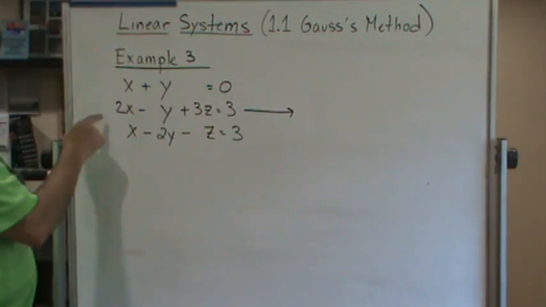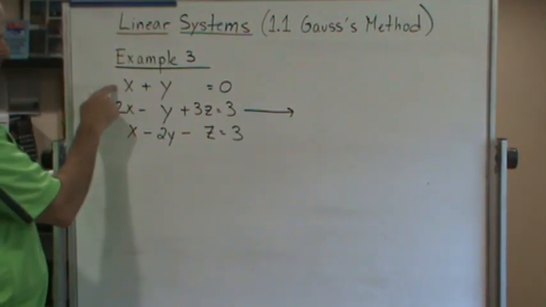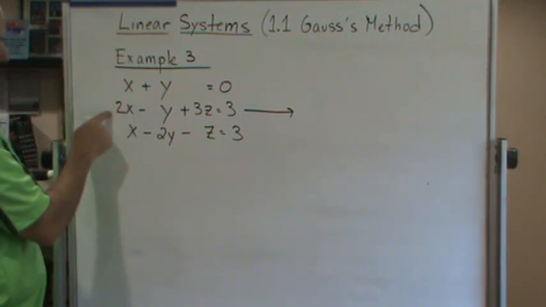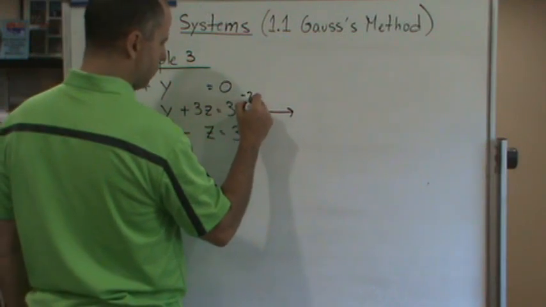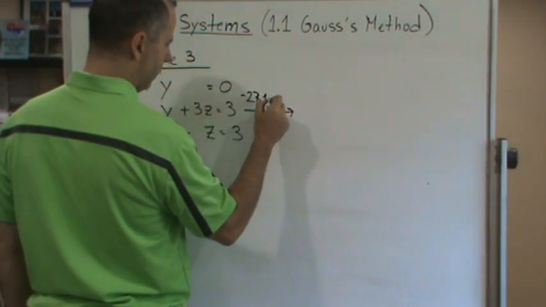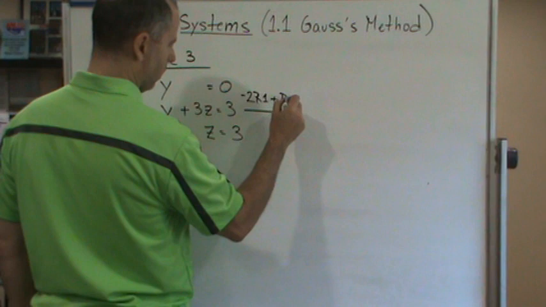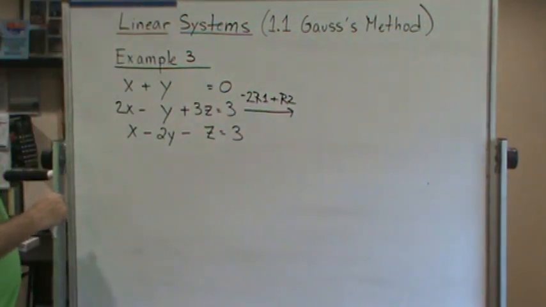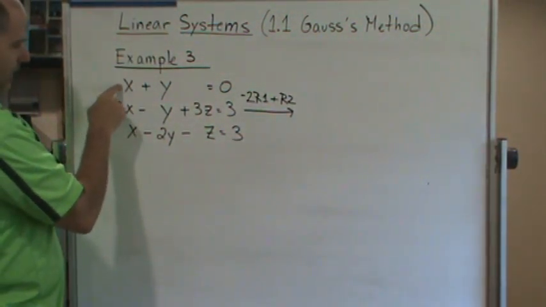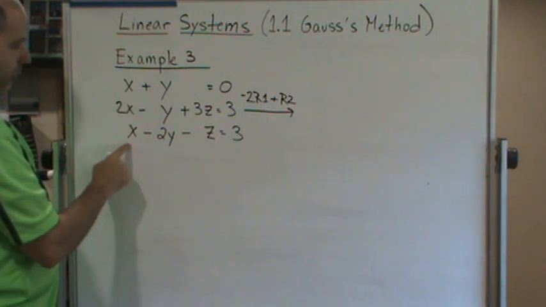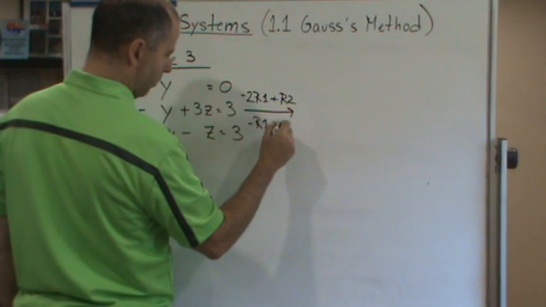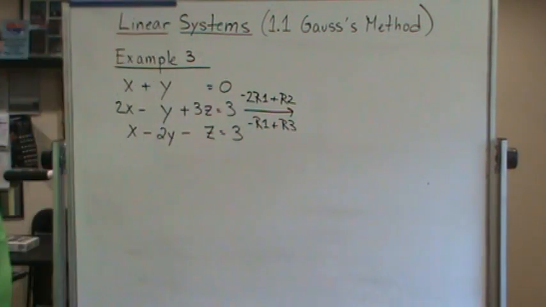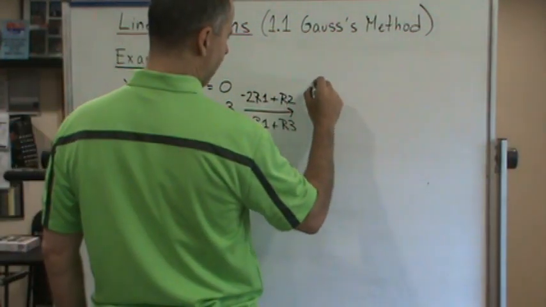So the first thing I'm going to do is take negative 2 times row 1 and add it to row 2. That'll get rid of this. So I'm going to do negative 2 row 1 plus row 2. Now I'm going to get rid of this one. So I'm going to take negative row 1 plus row 3. And now what happens? Now I'm going to end up with this.